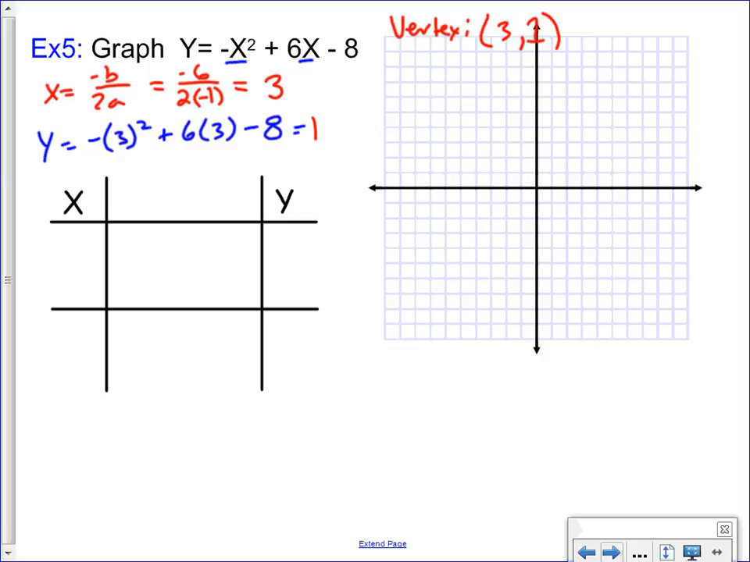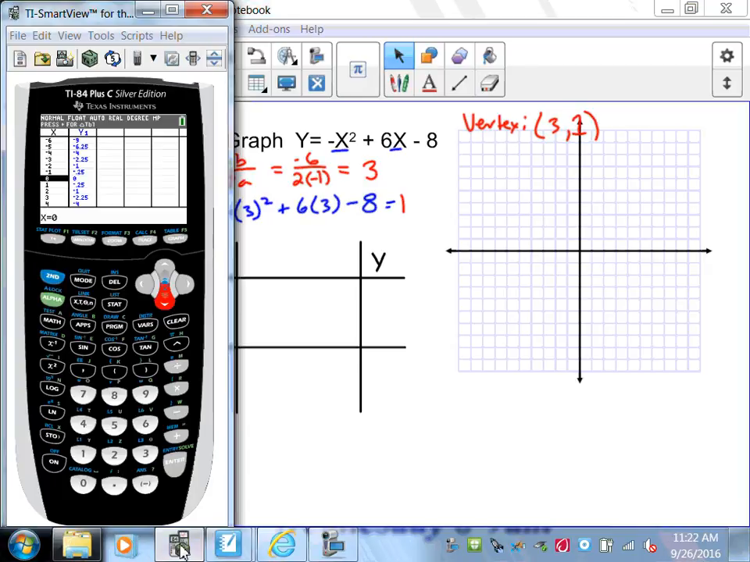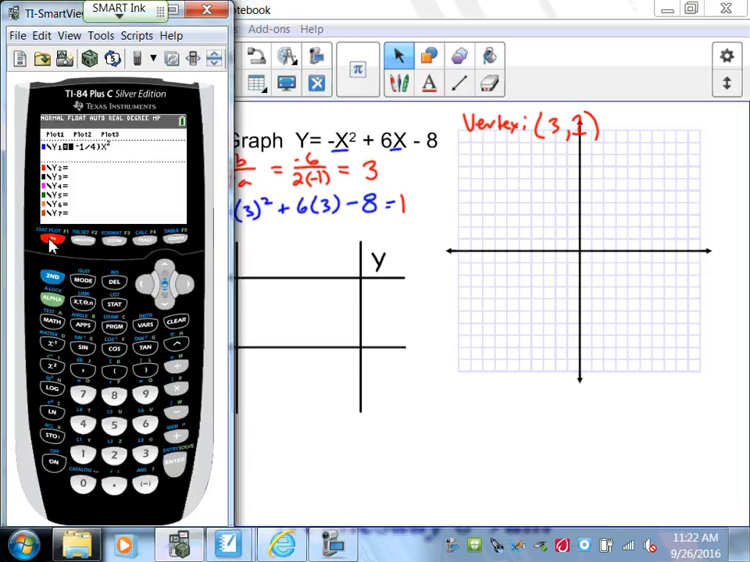Oh, yeah, let me show you. I didn't show you. Here we go. So when you plug it into the calculator, you just type in negative x squared plus 6x minus 8. Okay. Second table, and find the vertex 3, 1, which is right there. Let me go a few. Yeah. 2, 0 and 4, 0.